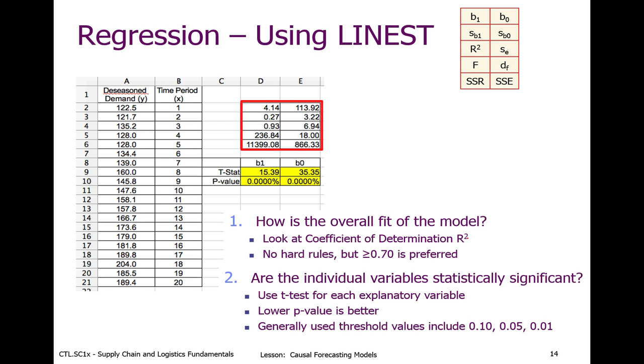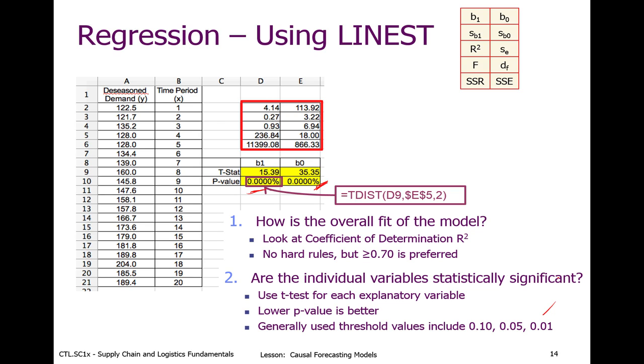Then I want to look at the individual variables or the individual coefficients. Are they all explaining something? I'm going to use the t-test here for each one. In cell D9, I'm calculating the t-statistic for the slope term. Right beneath that, I plug that into the TDIST function, and it gives me my p-value. You see for both the intercept and the slope term, it's tiny. It's much less than 0.01.